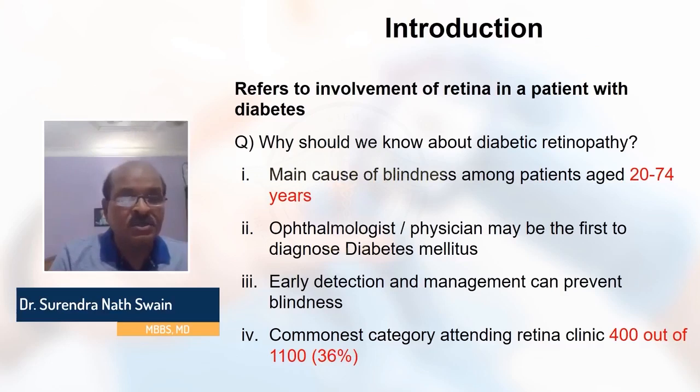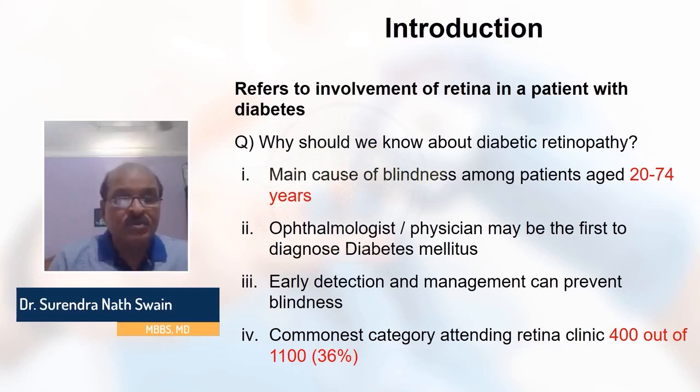Starting with the introduction: diabetes is one of the great problems in our country, and by 2025 it may be the diabetic capital of the world. Diabetes is the main cause of blindness among patients aged 20 to 74 years. The patient usually presents with blurred vision and comes to an ophthalmologist, who does a darkroom examination with an ophthalmoscope and other examinations, finds retinopathy, and sends the patient for diabetic examination.